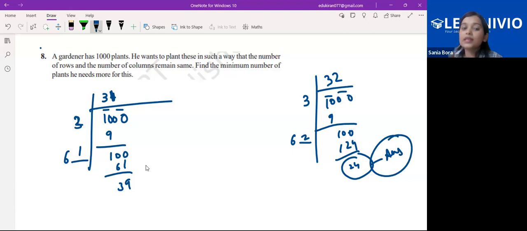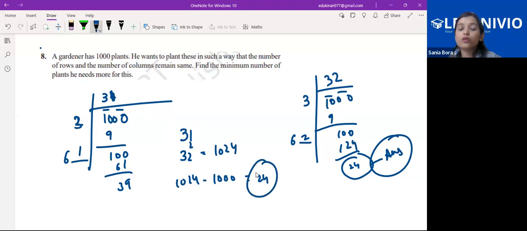But in this scenario, this one is greater than this. Yes or no? Yes, ma'am. So in this scenario, you remember what I did? 31 square is not a perfect square of 1000. So I will take the next one, which is 32 square. So 32 square would be 1024. Now 1024 minus 1000, you got 24. So that means 24 is the answer. So you have two methods to do this. It's your choice whether you want to follow this or this.